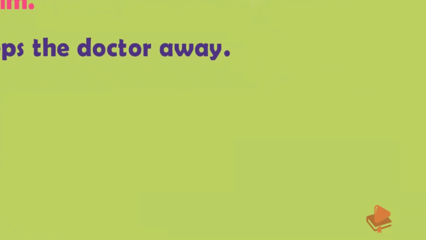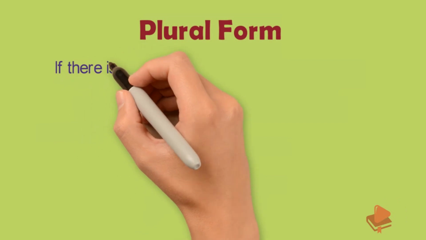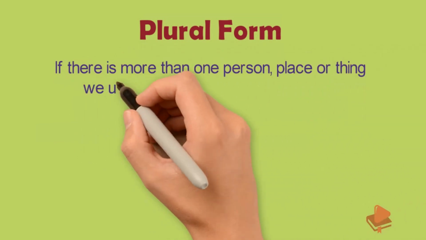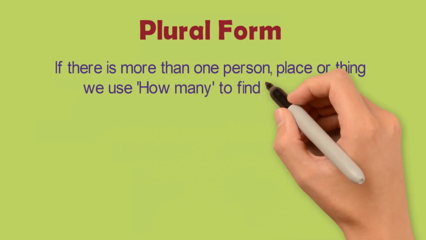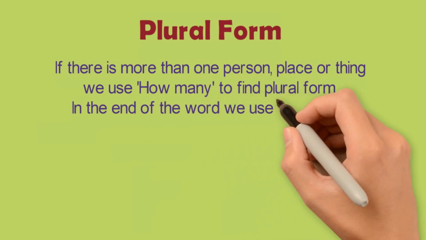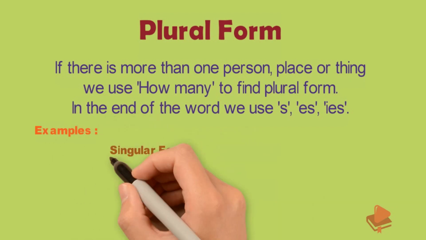Let's see the next form, that is plural form. If there is more than one person, place or thing, we use plural form, and it is used with how many. At the end of the word, we add endings like s, es and ies. Let's see a few examples of singular and plural form.